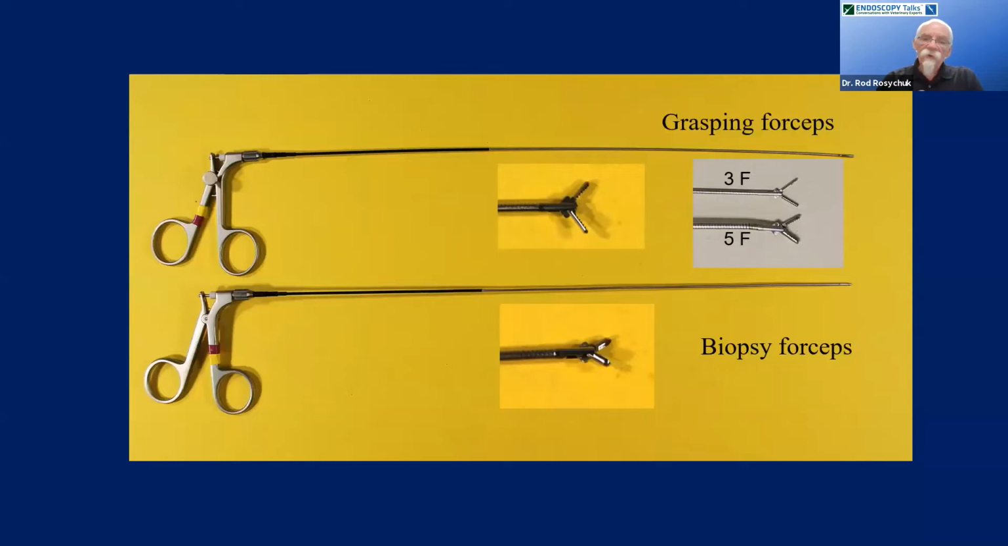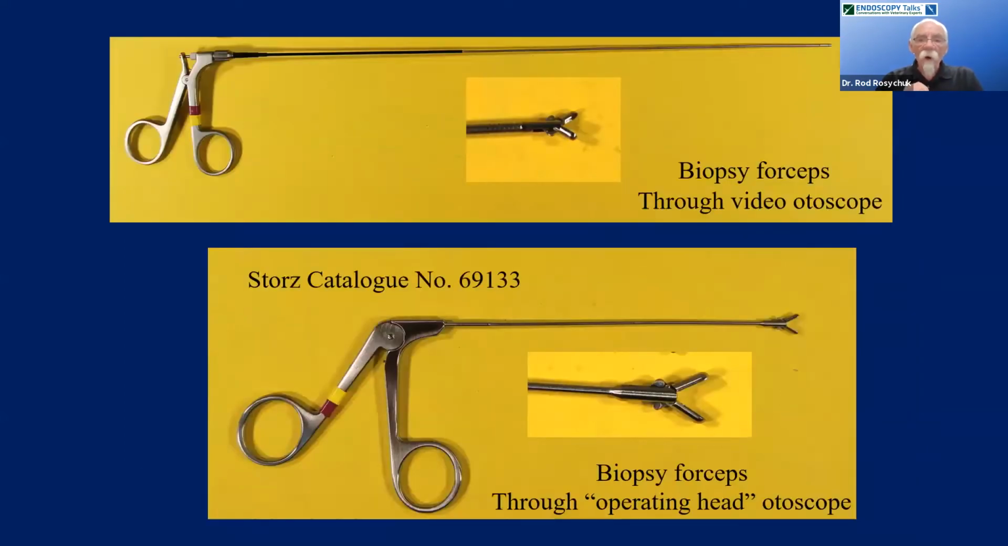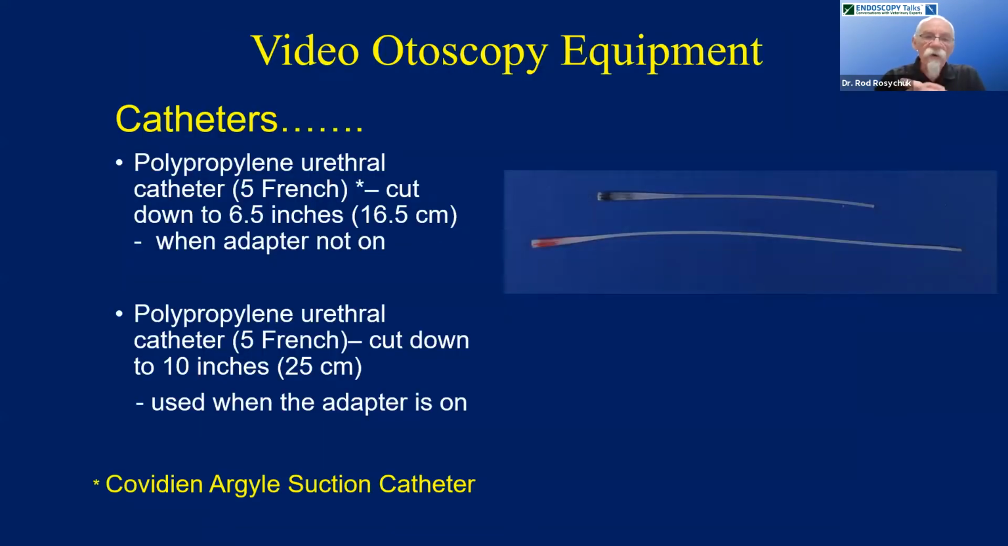Biopsy forceps, of course, are very important as well. I must admit I use another type of biopsy forcep. There's a Storz biopsy forcep that is not used through the video otoscope. It's actually used through a handheld otoscope, but it is a much larger biopsy forcep, and it does allow me to debulk masses much more quickly and effectively. And then I use my video otoscope to get into the ear to mop up on material, or I should say masses, etc., that I might be removing.